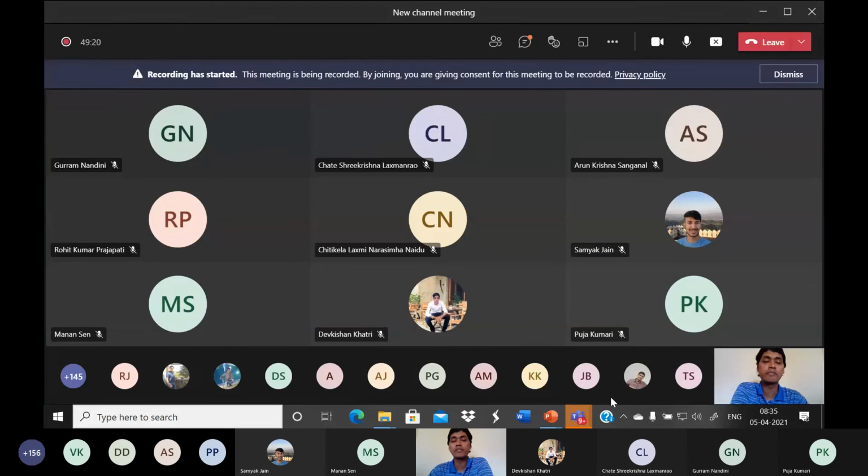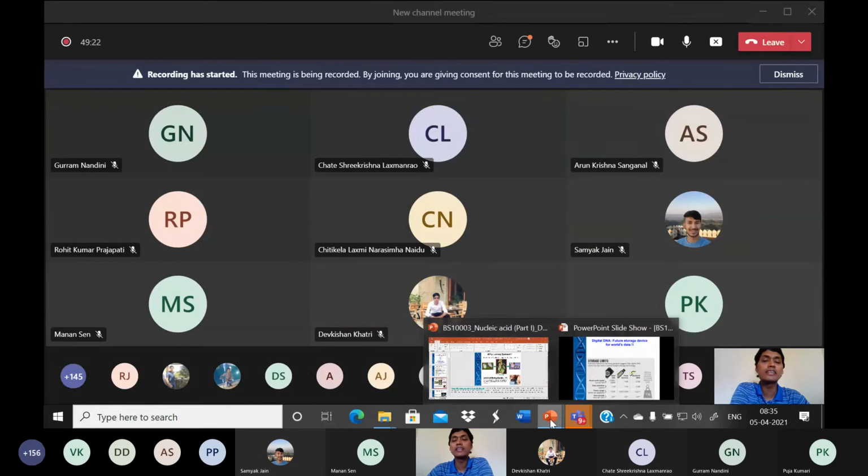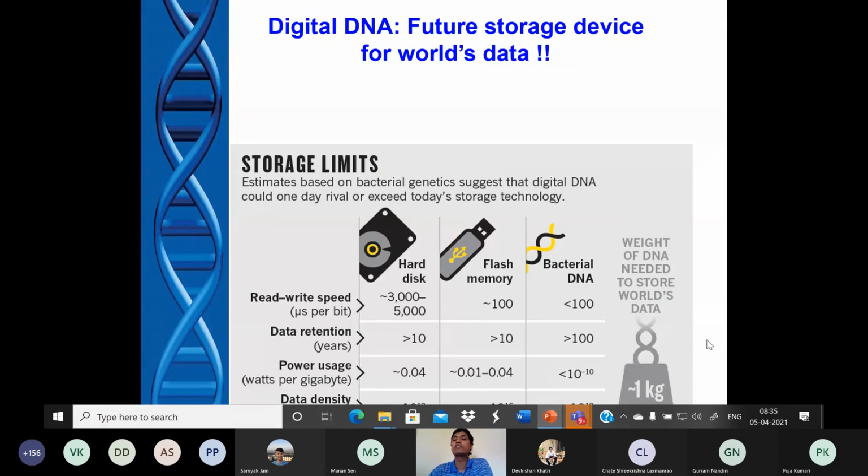Everything is happening rightly. So the idea here is that if we can store information, instead of binary code, like all of you know, 1 and 0, if you can use this system ATGC, you are getting some advantage. So if you can store information, see some of the drawbacks or advantages of DNA compared to hard disk and flash memory.